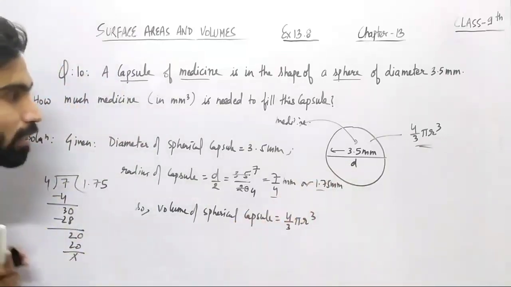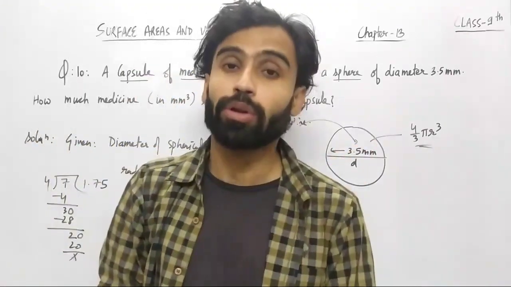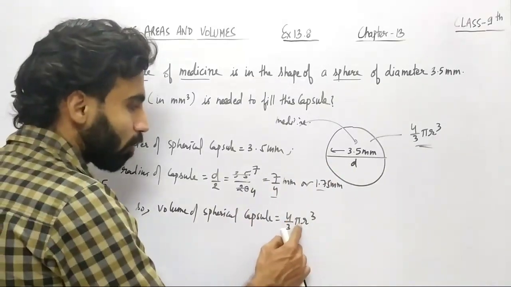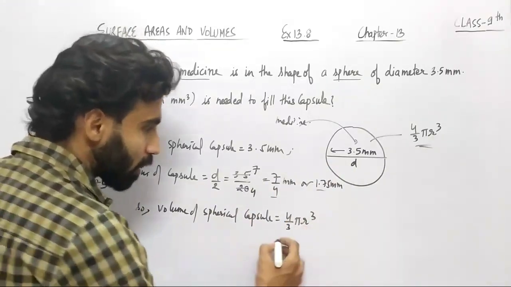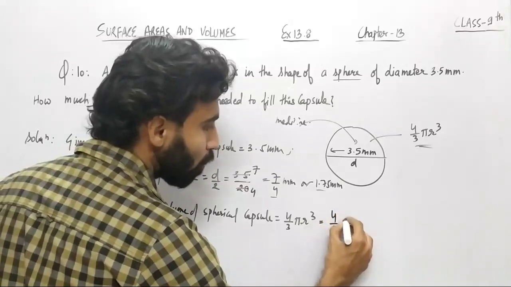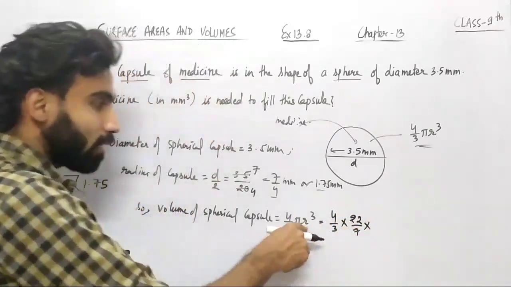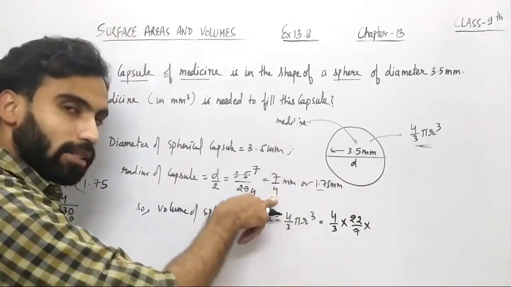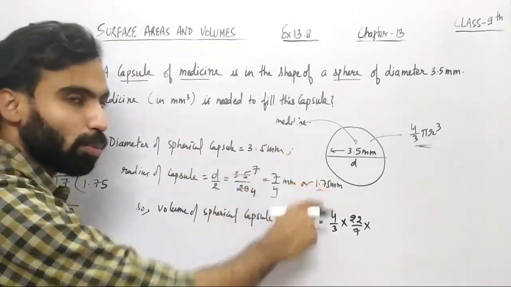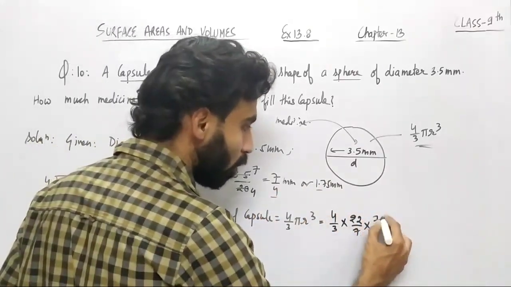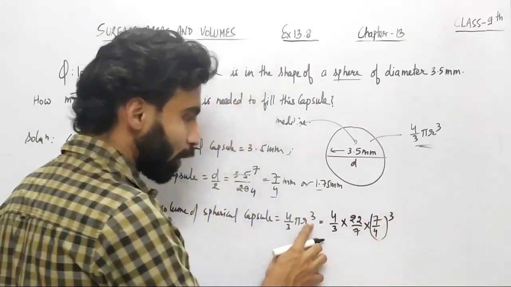So utni hi medicine aayegi jitni iski capacity hai, or you can say the volume here, right? So that is going to be calculated by 4 upon 3 pi r cube. So let me just substitute the values. So 4 upon 3 into pi is 22 upon 7 into radius. Now you can see you can use either 7 upon 4 or you can also use 1.75, whatever you like. So यहाँ पे मैं 7 upon 4 use कर लेता हूँ. So that will be 7 upon 4 cube, right?